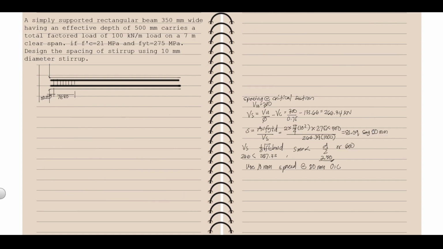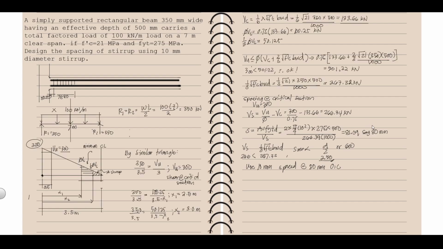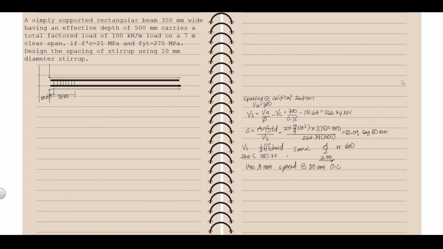So, balik na tayo doon. Yan. Ito na tayo. Sige. Pwede natin tanggalin na ito nandito. Para hindi kayo malito. So, dito na tayo. At spacing. Tapos na tayo dito sa critical section. No? Spacing at 0.610 mm from the face of the support.